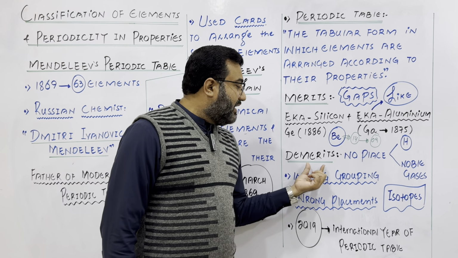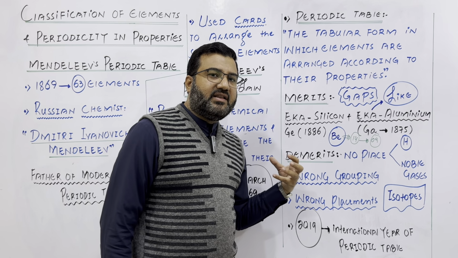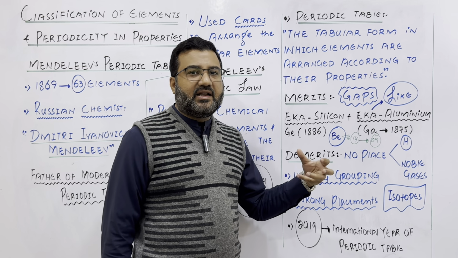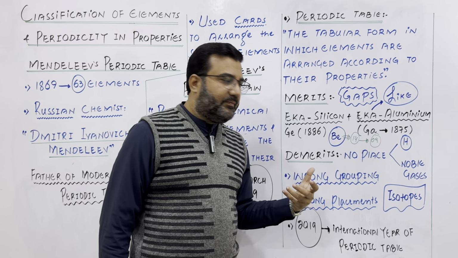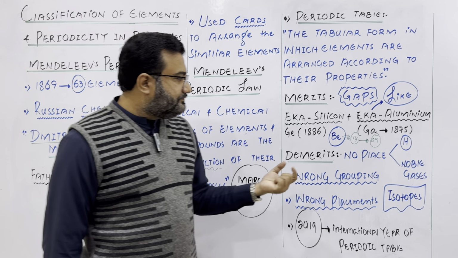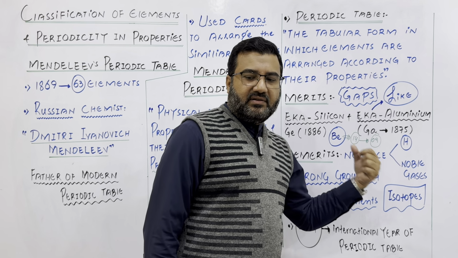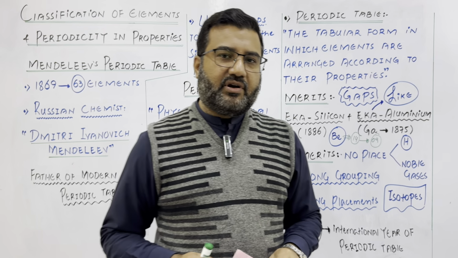Now, there were some demerits in Mendeleev's periodic table, and in my opinion, these demerits were just because of the lack of information at that time, the lack of development of instrumentation at that time. The first demerit was that he left no place for hydrogen. Dear students, hydrogen is one of the very unique elements of the periodic table.